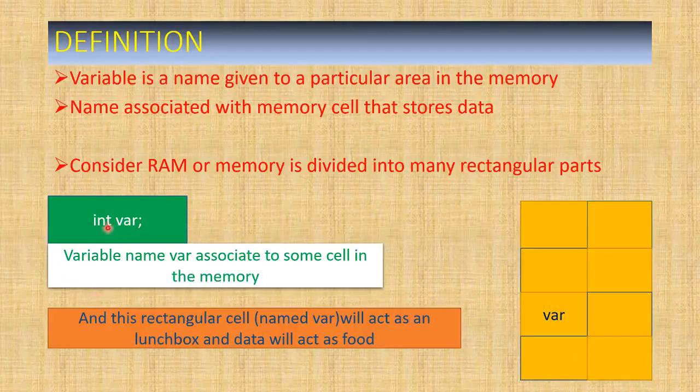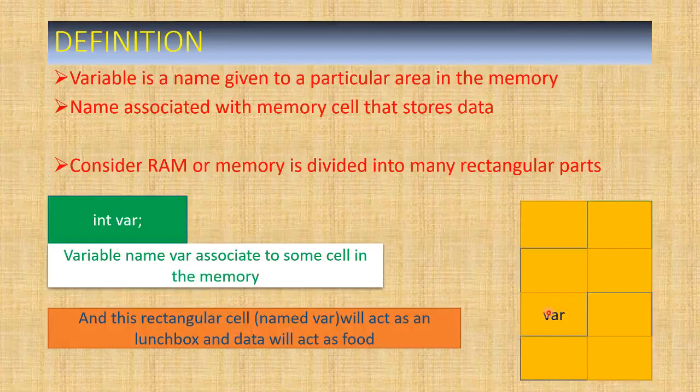What we are saying is that we have declared a variable. Declaring the variable means that we are telling the compiler, look, I need a small block or small rectangular cell where I want to store data which can be of any type, be it integer, float, and so on.